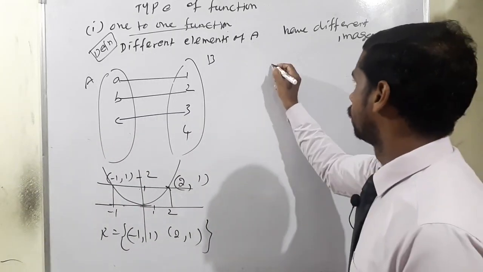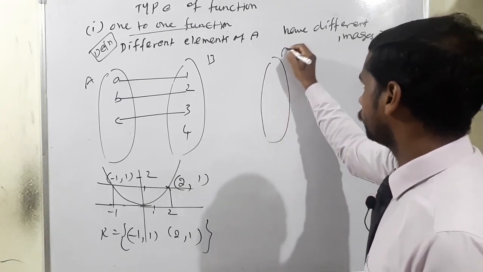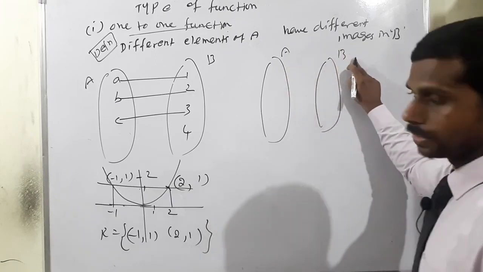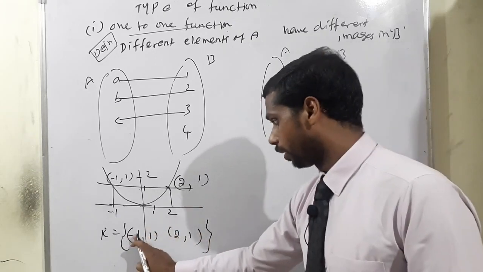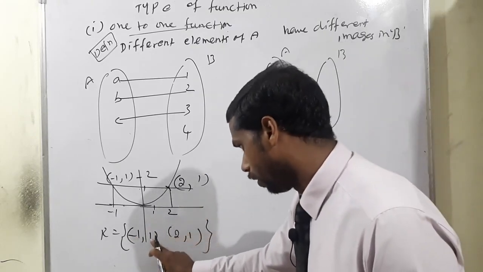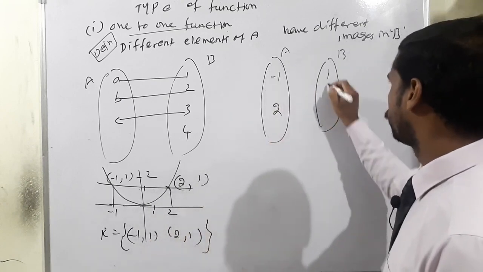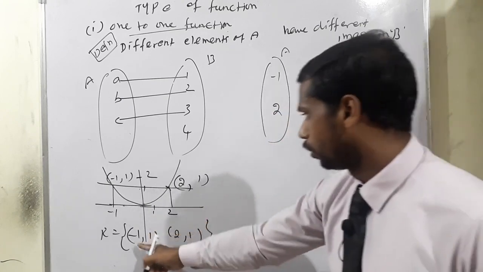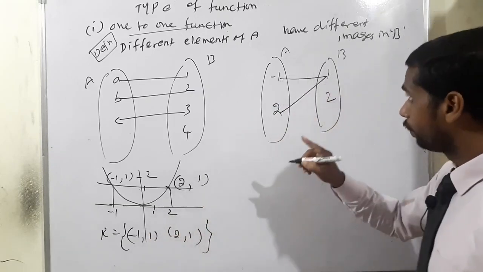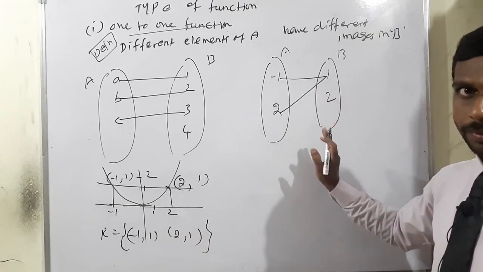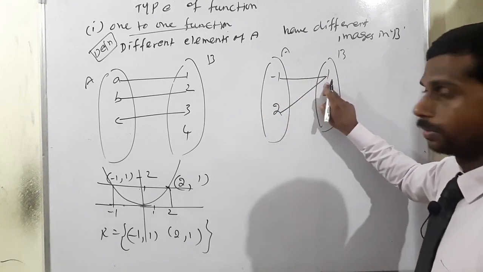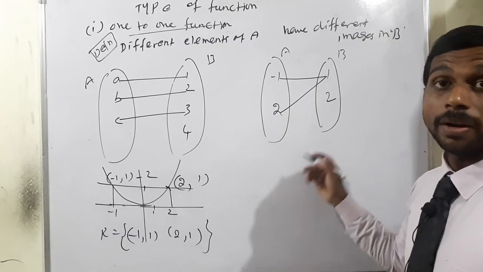Now look here. A is the domain and B is the codomain. A has the values -1 and 2, and B has 1. So -1 goes to 1, and at the same time 2 also goes to 1. Already we know it is a function, because two children can have one mother. But it is a function that is not one-to-one.